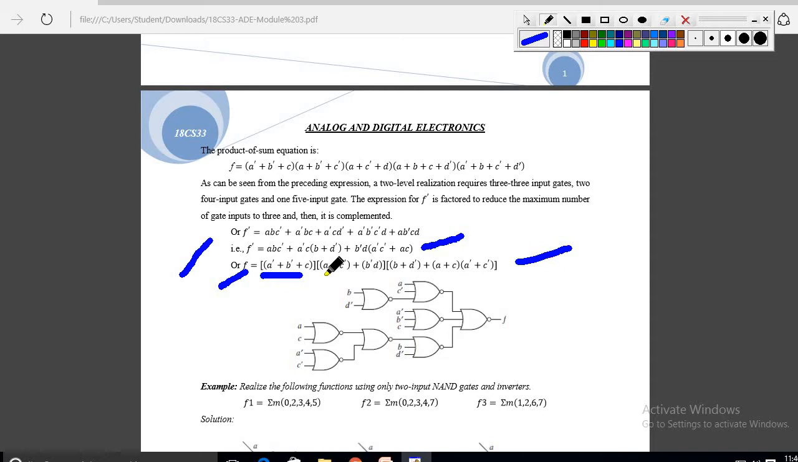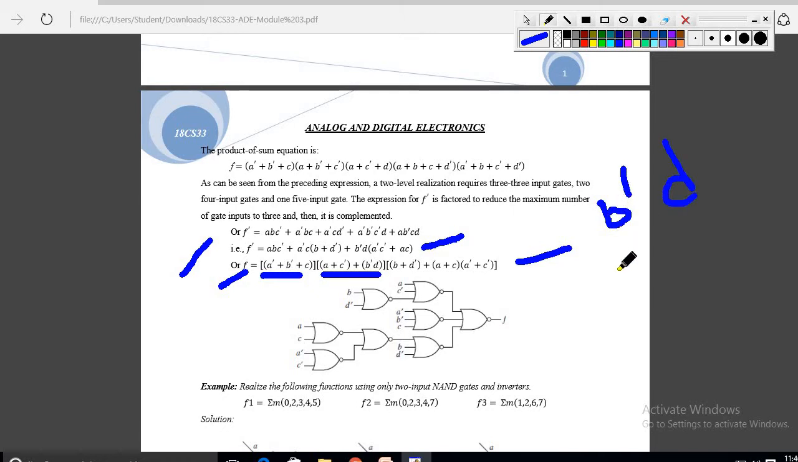For this I need to write this one. See here, A is there, C bar is there, but B bar and D is there, right? For that reason we have to form one more NOR gate, with B bar and D. So you need to convert this B bar D in terms of NOR gate, means it is B plus D bar. Anyhow you have to do the conversion, because AND gate is there.